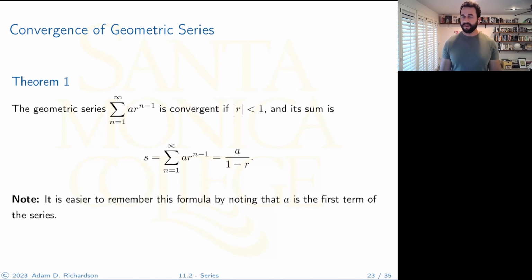I find it easiest to remember this formula by noting that a is the first term of the series, and r is the common ratio. You have to make sure that this is the right structure. I performed an index shift earlier to show that you could write this in different ways. If you want to use this formula, the series has to be in this form, and sometimes that can be a little bit messy to do. All you really have to remember is that this is the first term of the series over 1 minus r.